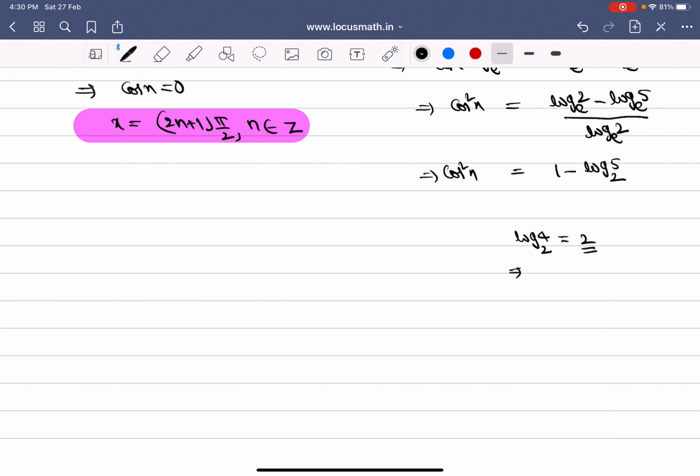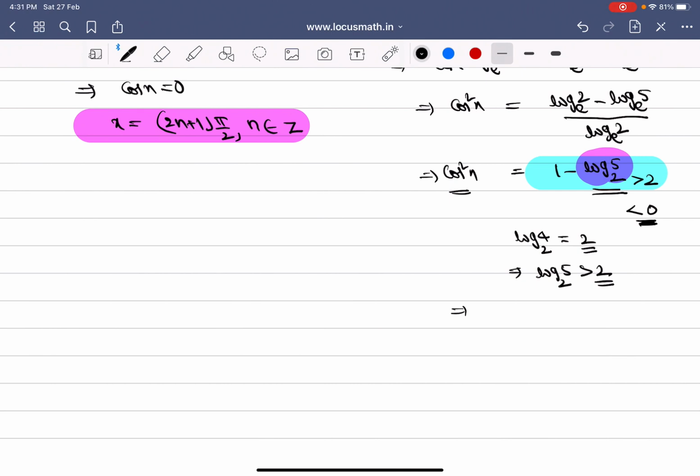But we know that log base 2 4 is equal to 2. That implies log base 2 5 must be greater than 2. If log base 2 5 is greater than 2, therefore 1 minus log base 2 5 must be less than 0. So cos square x equal to a negative number is not possible. That implies cos square x less than 0 is not possible, therefore it is rejected.